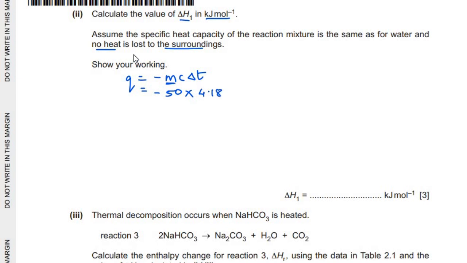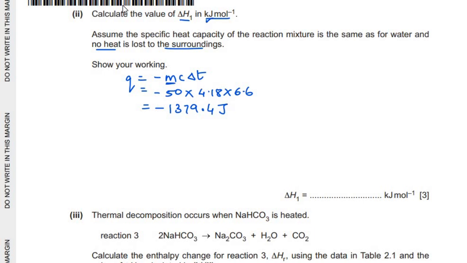Now delta T is the temperature change. The temperature change is 26.2 minus 19.6, the difference between the final and initial temperatures, so the temperature change is 6.6. That's how we are going to write it, and the answer is minus 1379.4. This is in joules because the specific heat capacity is in joules. It is the only heat produced during this process. Now they have asked us to find the enthalpy change in kilojoules per mole.